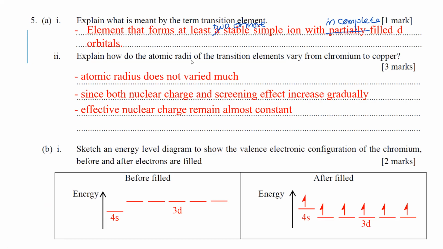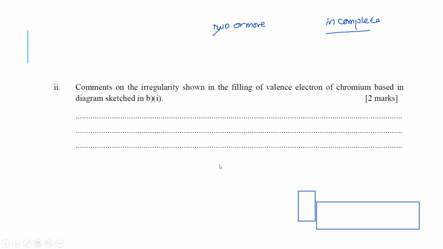So the two irregularities that you can see here: 3d has a half-filled set of orbitals, which has extra stability, and you can see here that 4s is singly filled with a single electron, isn't it? So this is also considered another anomaly. Okay, so these are the two keywords. 3d orbitals are half filled, which has extra stability.